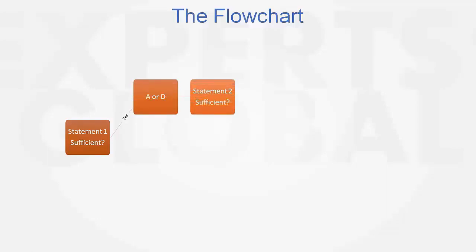The first step is to always look at Statement 1 alone and ask yourself whether it is sufficient. If yes, the possible correct answer choices are going to be options A or D. Then, the next step is to check whether Statement 2 alone is sufficient. If yes, the correct answer choice is going to be option D, that either statement alone is sufficient. If not, the correct answer choice is going to be option A, that Statement 1 is sufficient, but Statement 2 is not. You don't have to combine in either of the two cases.